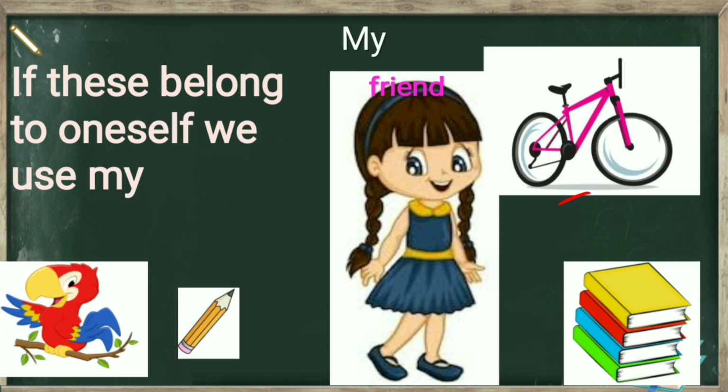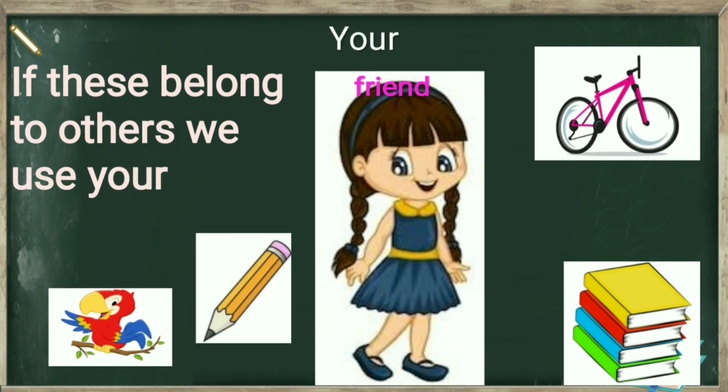Understood, children? If it belongs to oneself, then we use my. My parrot, my pencil, my friend, my bicycle, my books. If these belong to others, we use it as your parrot, your pencil, your friend, your bicycle, your books.